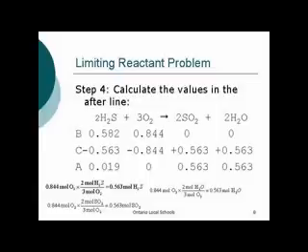For the SO2, we started with 0, but we're going to add 0.563 moles, so we have at the end 0.563 moles of SO2. And for the H2O, it's the same. We have 0.563 moles of H2O when we're done. So that fills in our BCA table, and we're ready to move on to the next step.